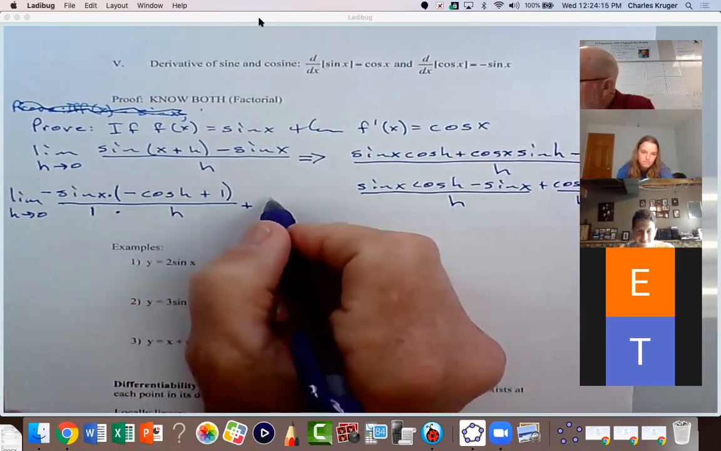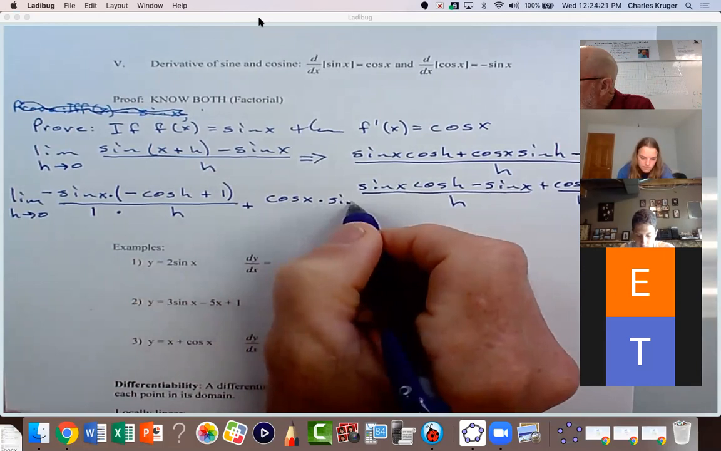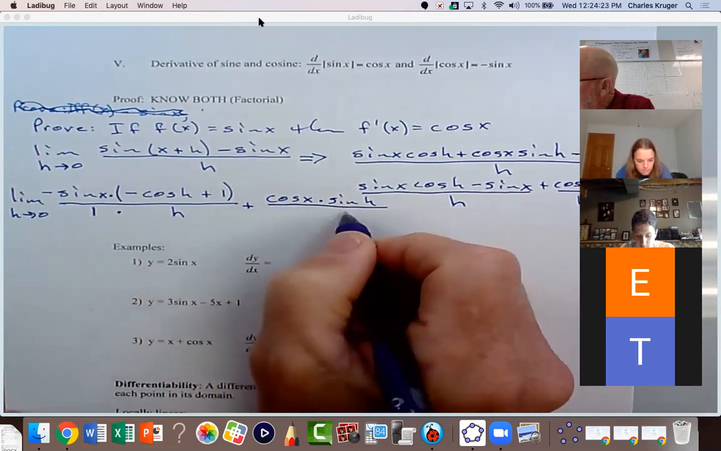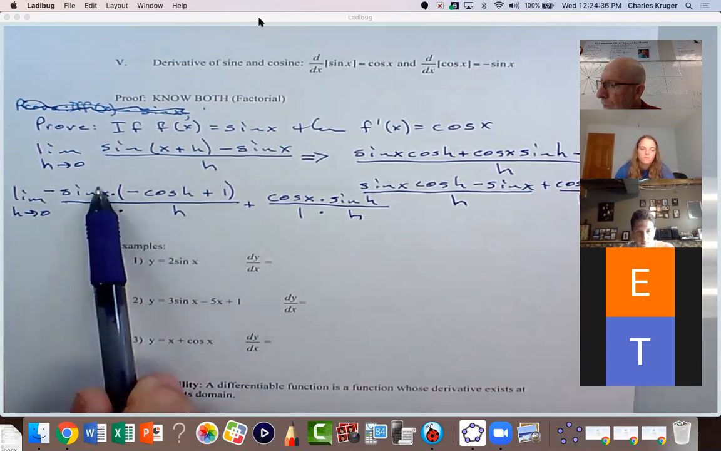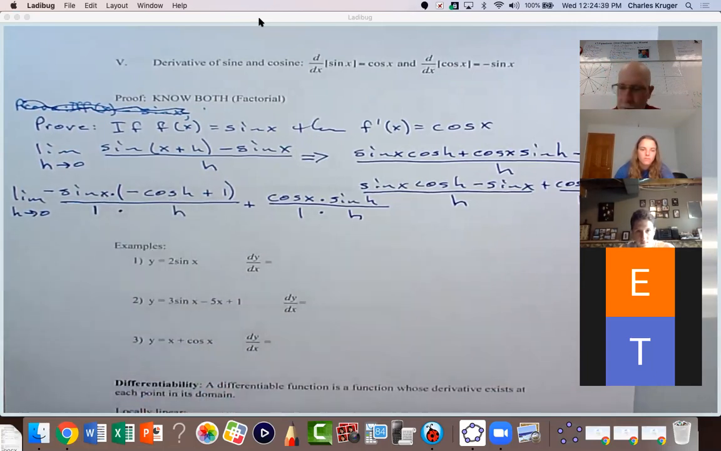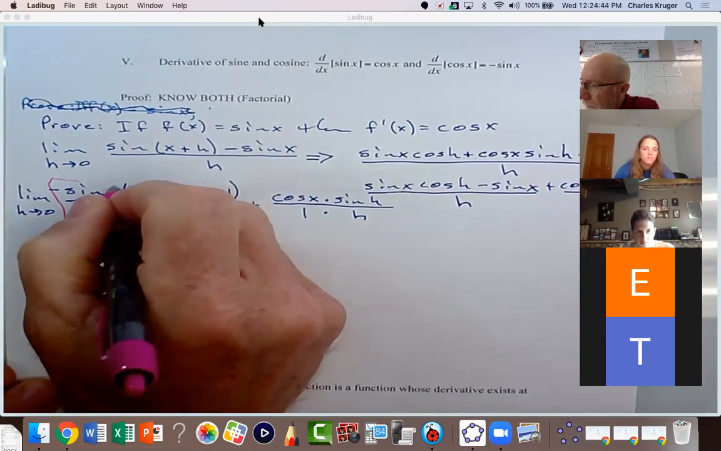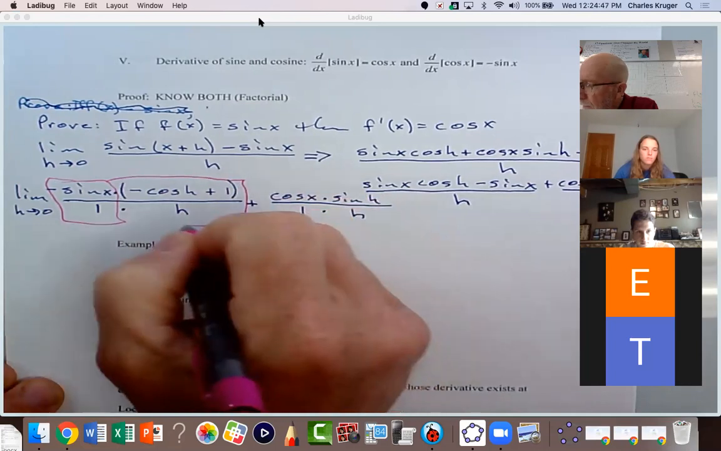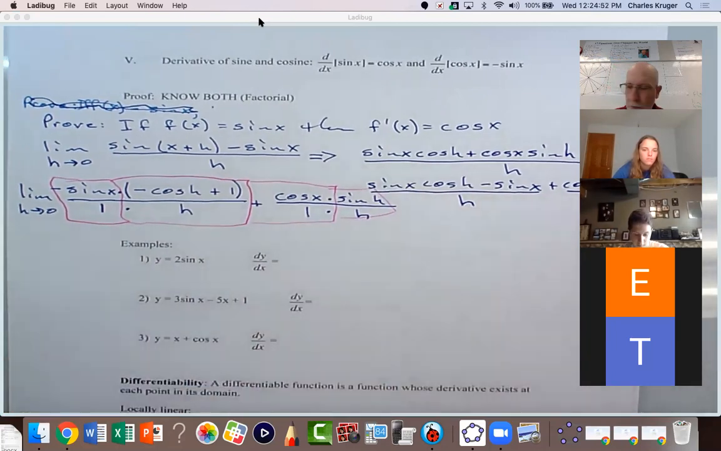And so over here, I have the cosine of x times the sine of h over, here's my h times 1. So using my properties of limits, since I'm multiplying here, and if you take a look at it, I am really multiplying. I have four things here. I have this thing right here. I have this thing right here. I have this thing right here. And I'm going to take the limit of each of those.